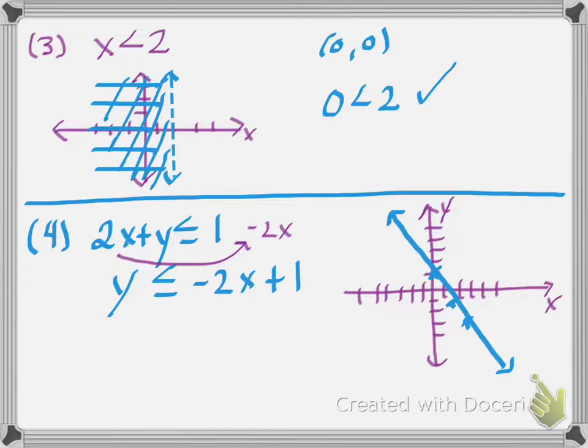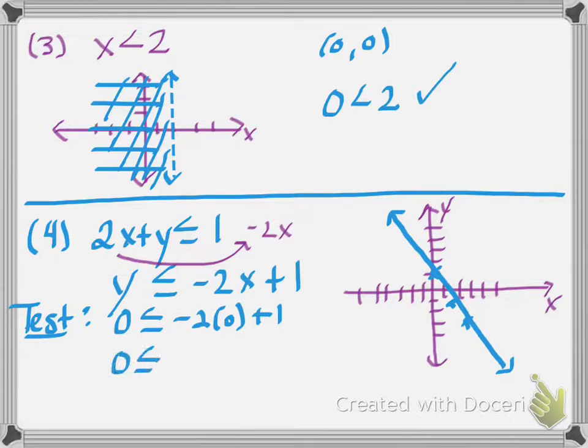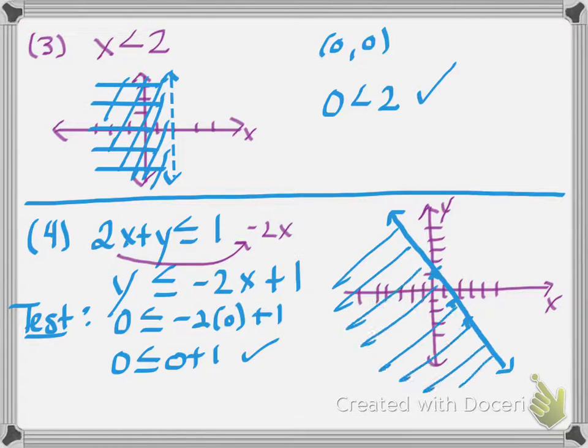We have to choose a point. What do you think I'm going to choose? Oh, maybe 0, 0. Okay. So I'm plugging in 0 for x and 0 for y. And there it is, plugged in. Do the simple math there. 0 is going to be less than or equal to 0 plus 1, because negative 2 times 0 is 0. Is that true? Yes, it is. Which means everything on the same side as 0, 0 would be shaded and be a part of the solution set.